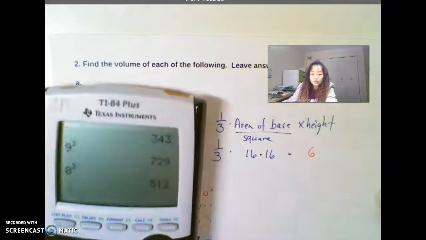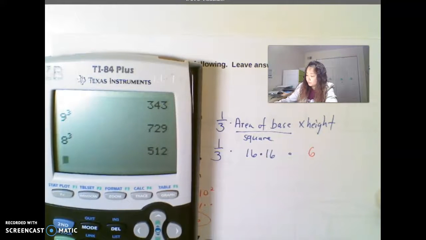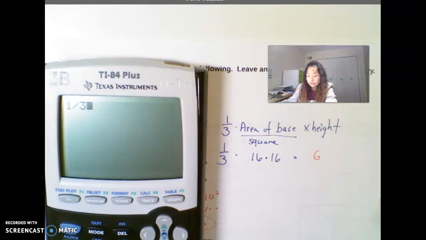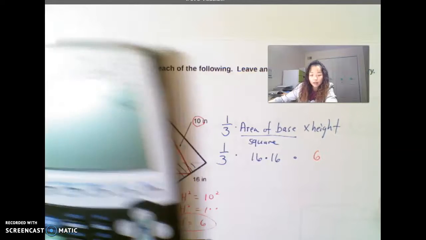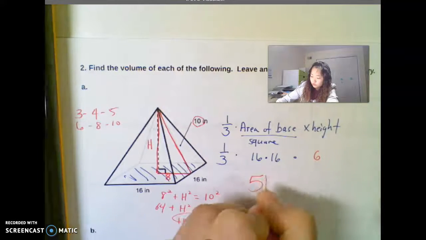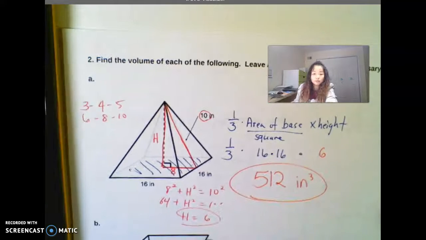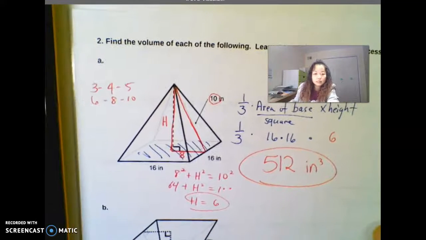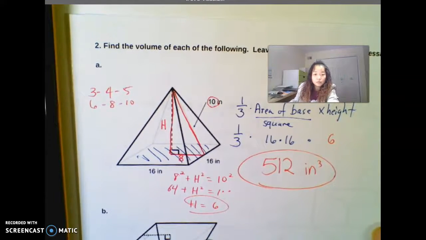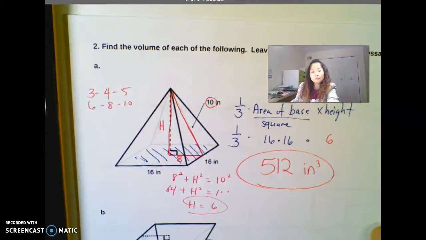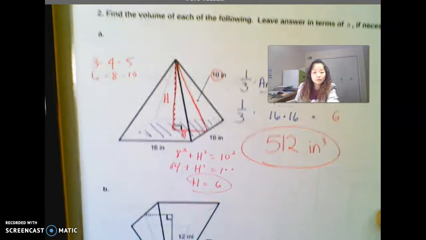So 1/3. How do you put that? 1 divided by 3. 1/3 times 16 times 16 times the height, 6. That's 512. So 512 cubic inches. That's it. All right. If you are not done yet, you can pause the video to copy the notes down. I'm moving on to B.